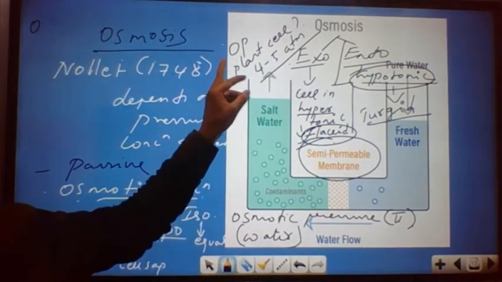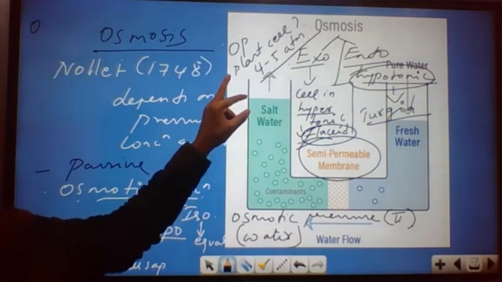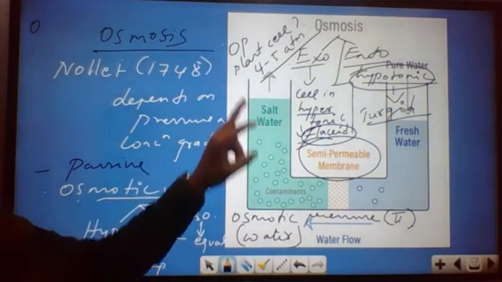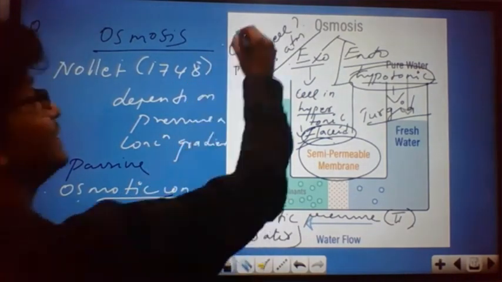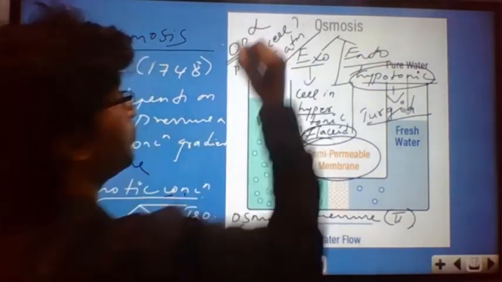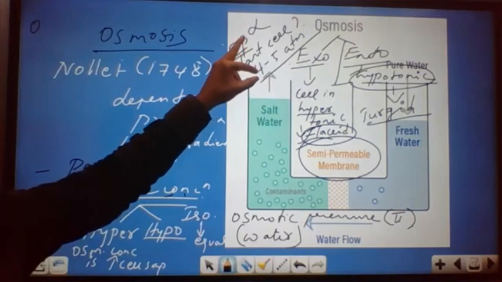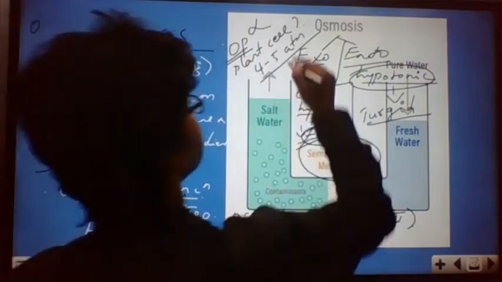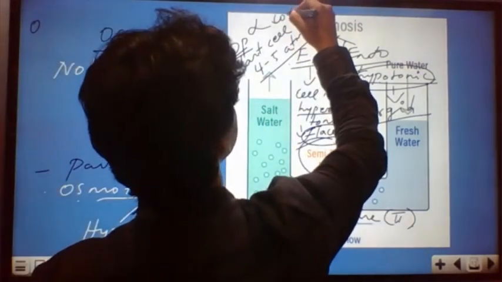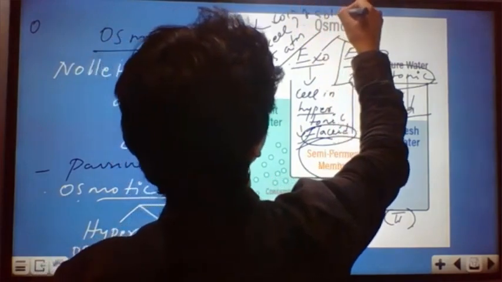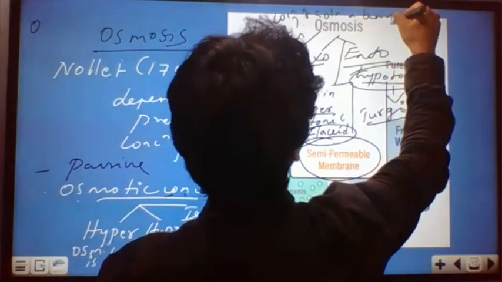One more thing: osmotic pressure is directly proportional to the concentration of the solution. It is directly proportional to both the concentration of the solution and the temperature.